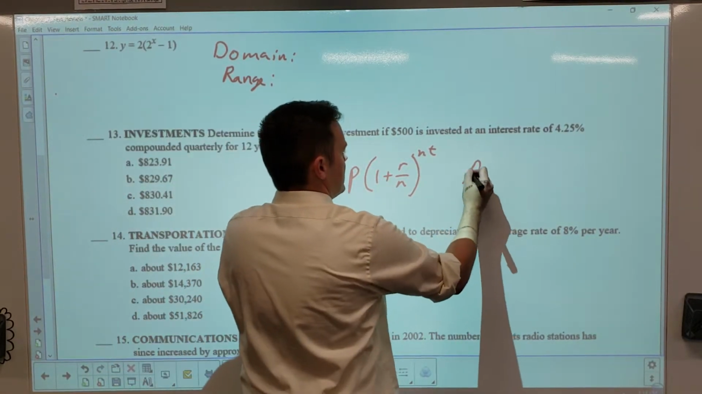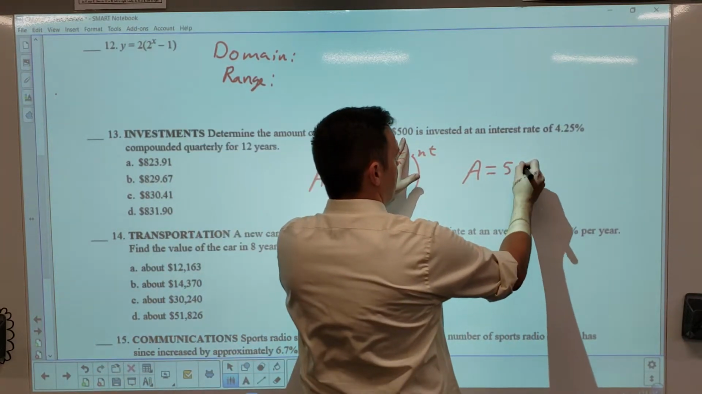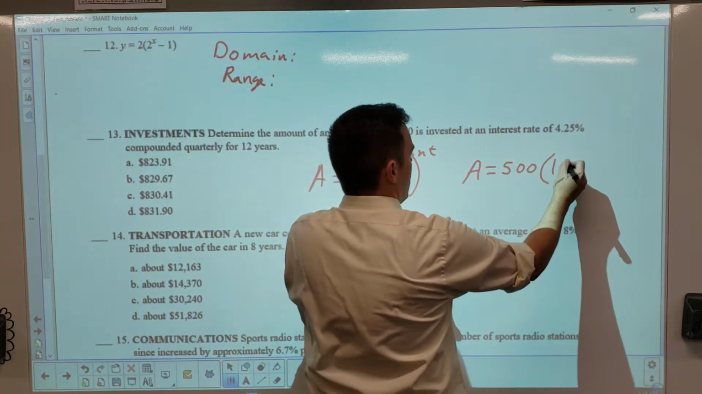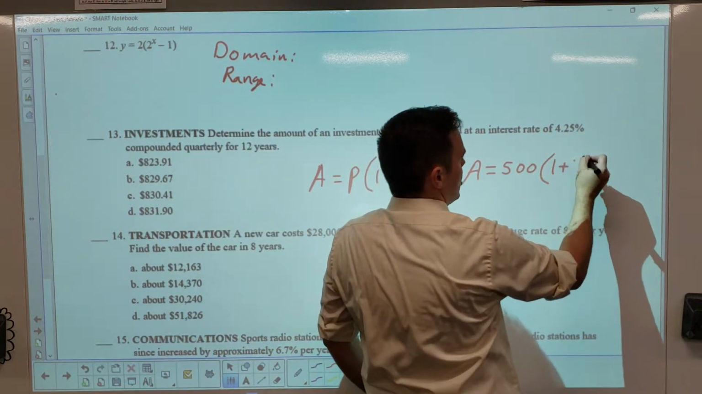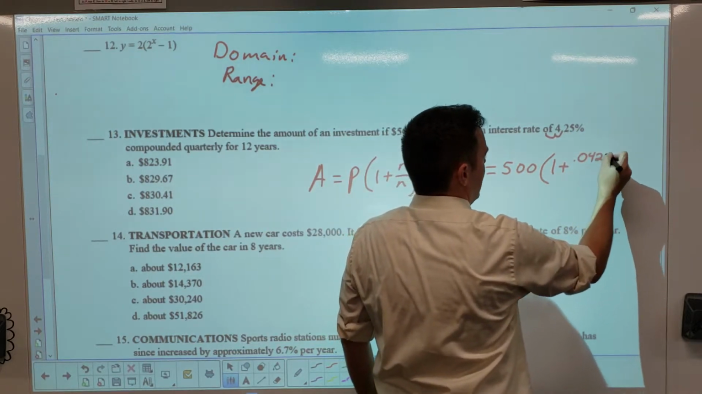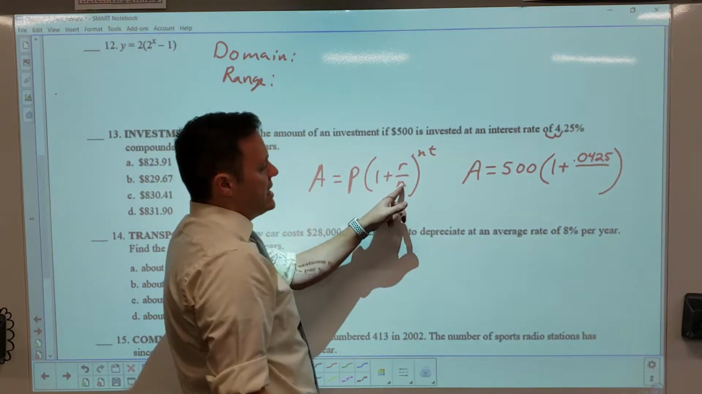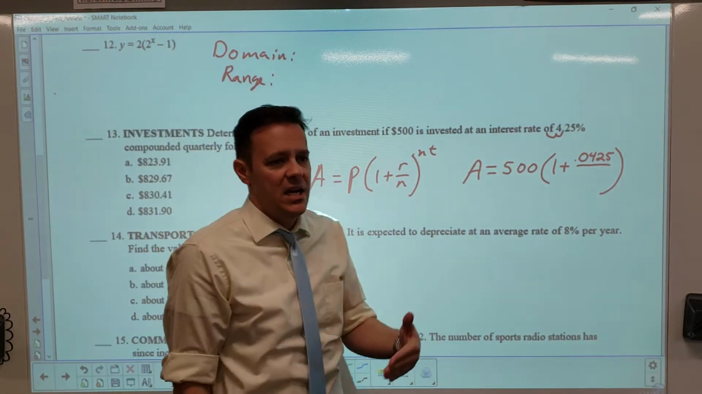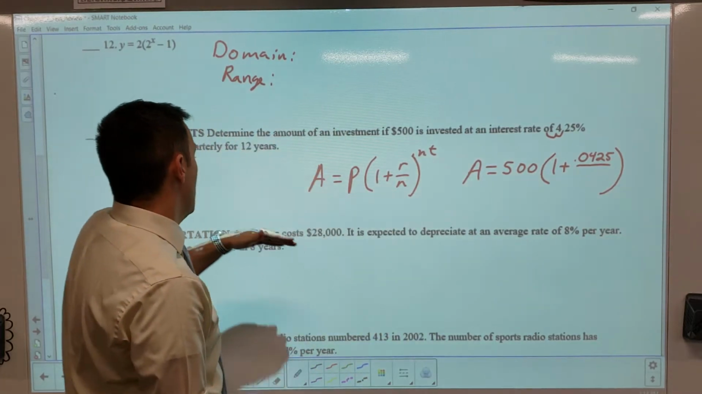All right, it means it's going to be A equals, P is the principal amount, which is 500, okay, and then it's going to be 1 plus. And my rate is 4.25, so remember, you move the decimal places 2 points, 0.425, okay, and then what happens is, this n represents how many times it's compounded annually, okay? So how many times you do it a year?